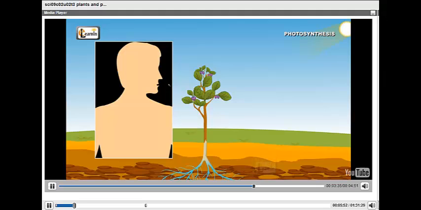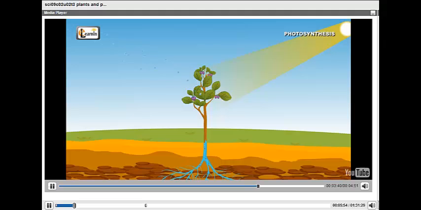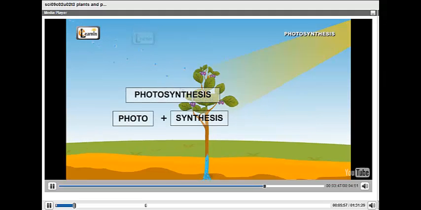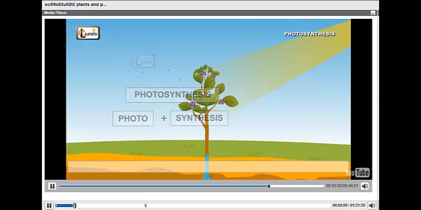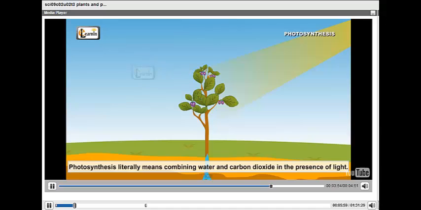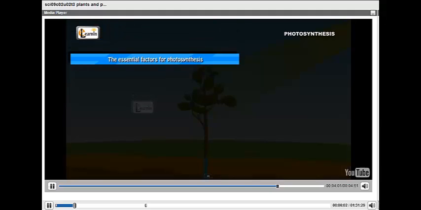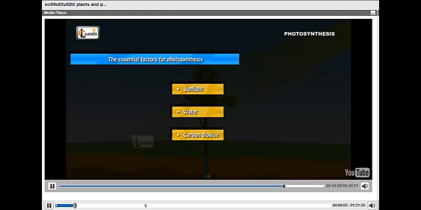Ever wondered why this process is called photosynthesis? Well, the word photosynthesis is a combination of two Greek words, photo and synthesis. Photo means light in Greek, and synthesis means putting together or combining. Hence, photosynthesis literally means combining water or carbon dioxide in the presence of light. So the essential factors for photosynthesis to take place include sunlight, water, and carbon dioxide.